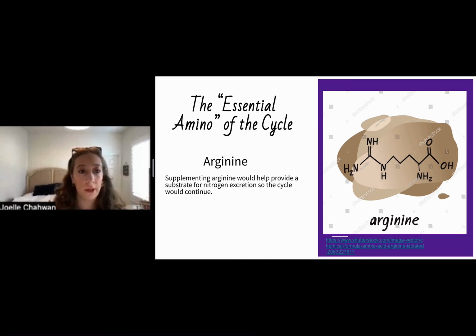What is the essential amino acid of the cycle? It's arginine, because due to the OTC deficiency, it would indicate that arginine is low. Since it's synthesized in the urea cycle, deficiency in OTC affects its production. So supplementing more arginine would actually help provide a substrate for the nitrogen excretion, and this will continue the cycle. So it's very important because it provides that substrate.